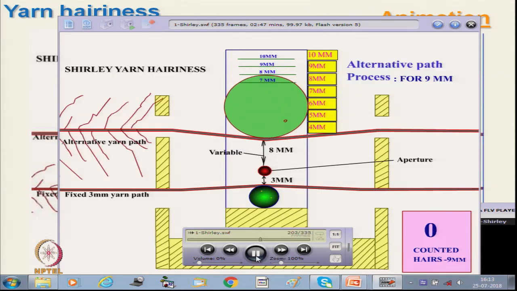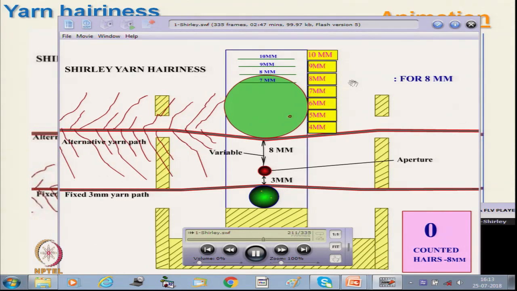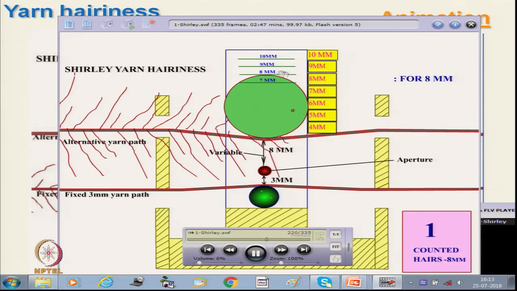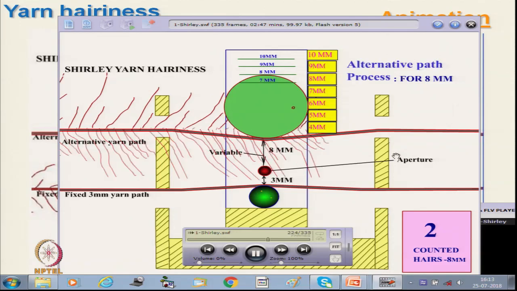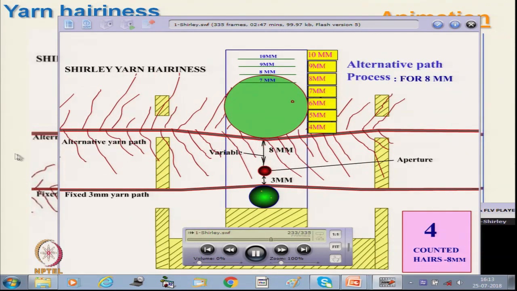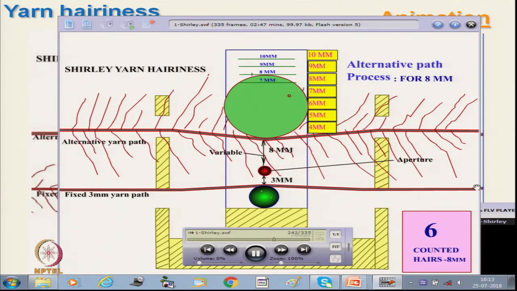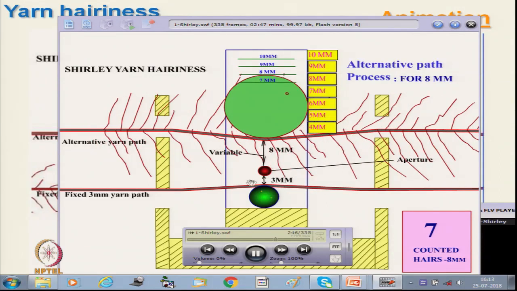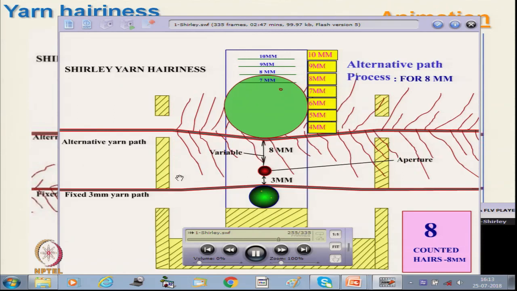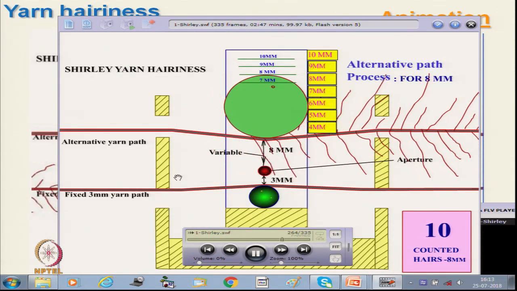Okay. Now, it has been shifted to another length, say 8 millimeter. So, for 8 millimeter again we can test. This way this variable length works. Okay. So, it is counting the hairs beyond that. We are passing the same yarn again. So, it gives the idea, it is 7, 8, 9, 10, say 10 hairs. Okay, 10 hairs.